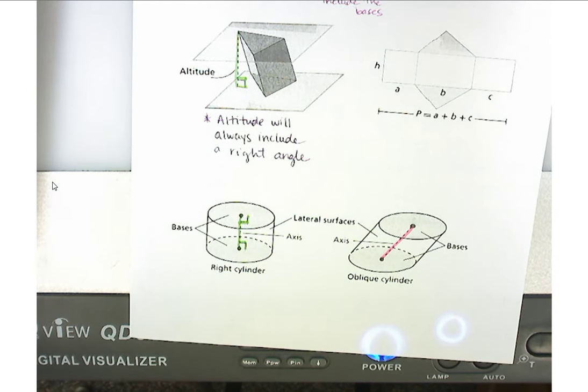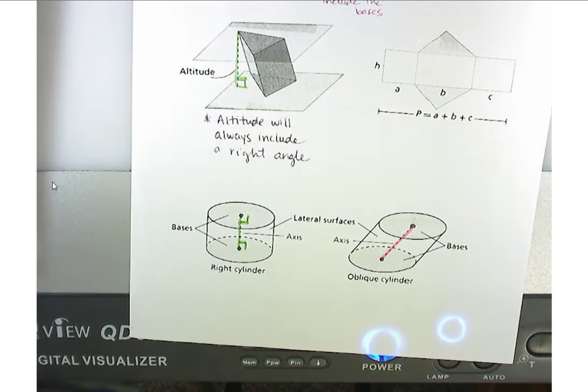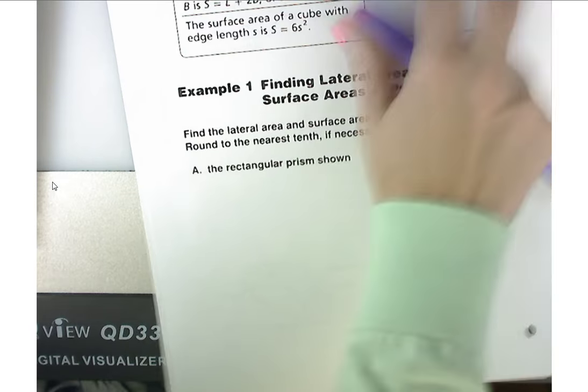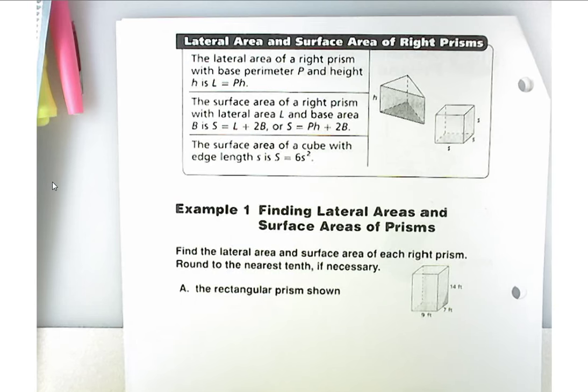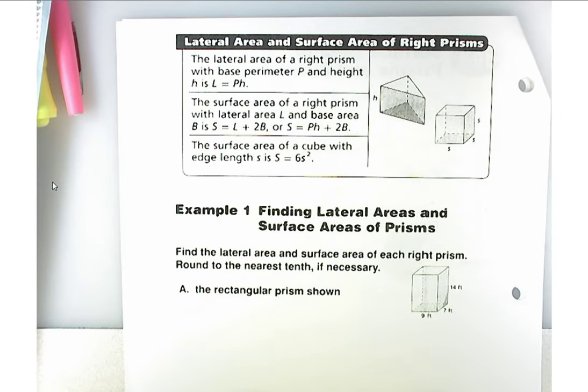All right, and then we're going to go to page 2. So page 2 gives you an information box about the lateral area and the surface area of the right prism. So these are going to be some important formulas with what we're calculating today. So we're going to highlight a few things and then define a few of those variables that are going to be new to you.